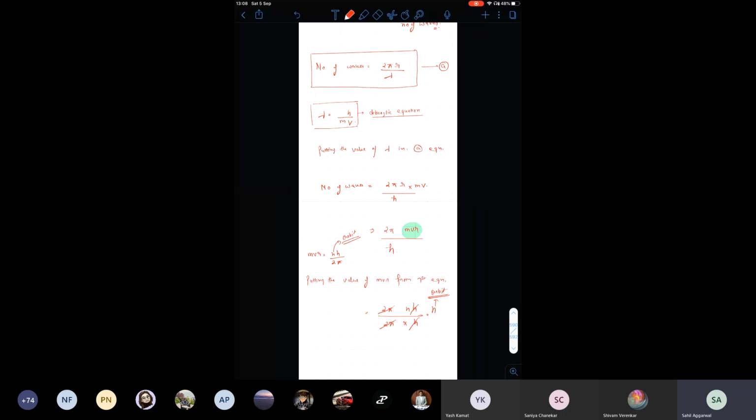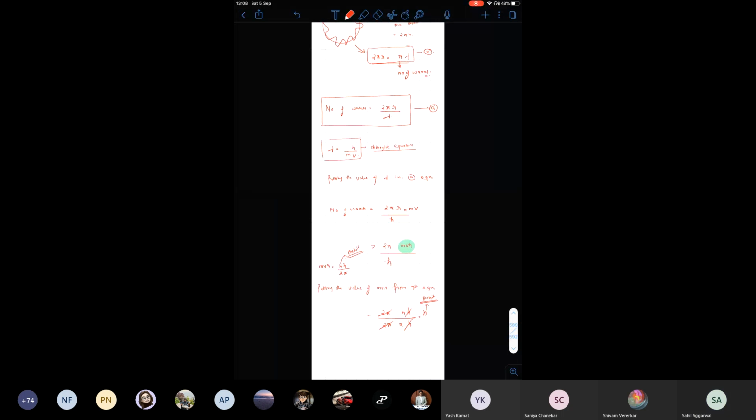Now see this derivation from the starting. Sanika understood? Yes, sir, got it. This is how the number of waves in an orbit is equal to the nth value of that orbit.